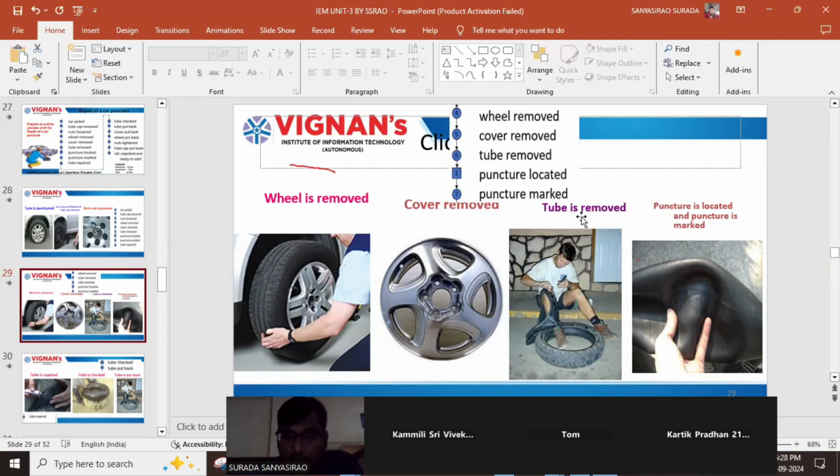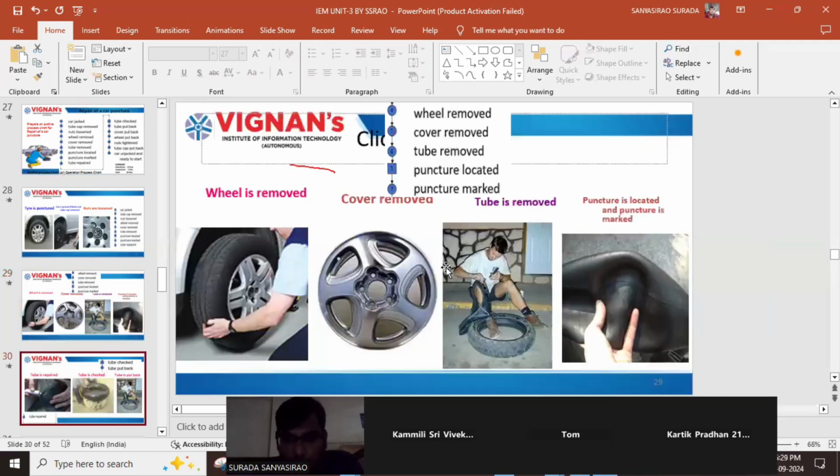And a tube removed. And puncture located: you have to inspect where is the puncture, where is the location. So the mechanic has to check where the puncture is. The checking of puncture, what is that? It's the inspection. So that is given inspection number one. After then, again they have to mark the puncture. So where is the puncture? They have to mark. This is some work, some operation. So again, operation number seven.